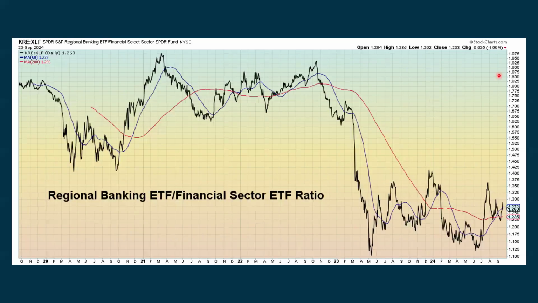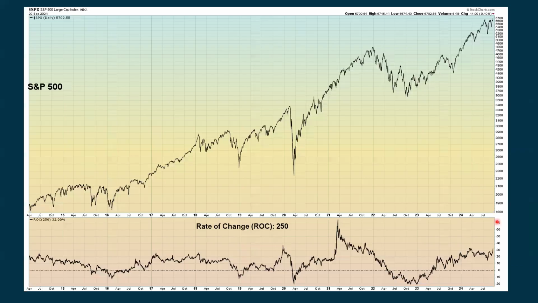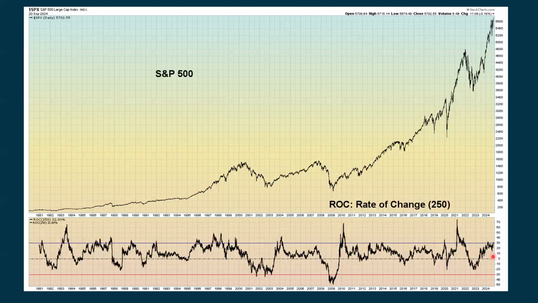And then we look at another ratio between regional banks. These are smaller banks and the financial sector itself. Seeing a little bit of an improvement here with a golden cross recently with this ratio. And then these are for information. This is very long-term, 250 period rate of change. We're going up on this chart. We're also going up on this chart.